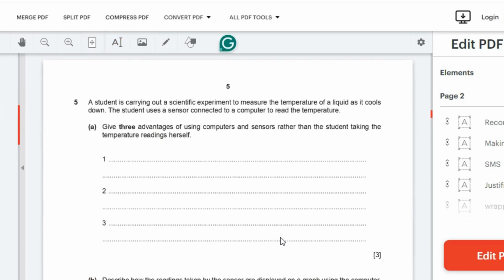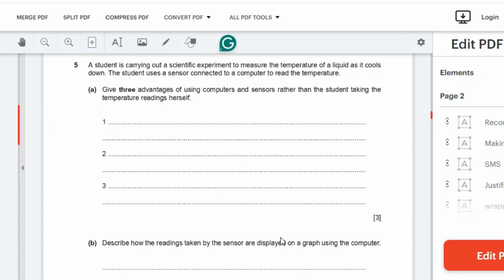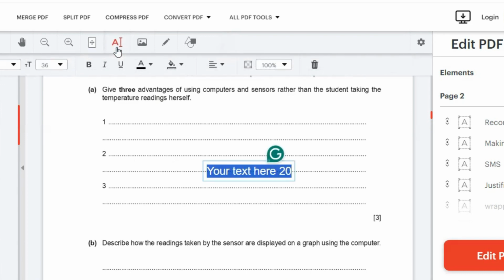Then we have question number 5. Question number 5 says, a student is carrying out a scientific experiment to measure the temperature of a liquid as it cools down. The student uses a sensor connected to a computer to read the temperature. Give 3 advantages of using computers and sensors rather than the student taking the temperature reading herself. All right, you are told to give what? 3 advantages of using a computer rather than the student doing it herself.